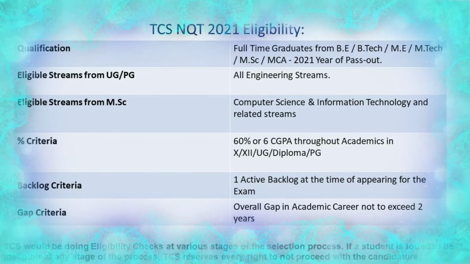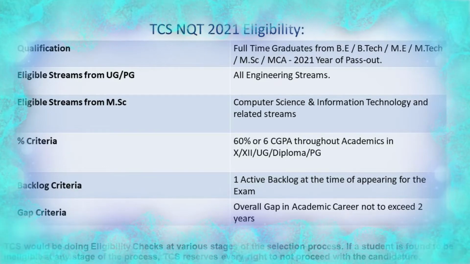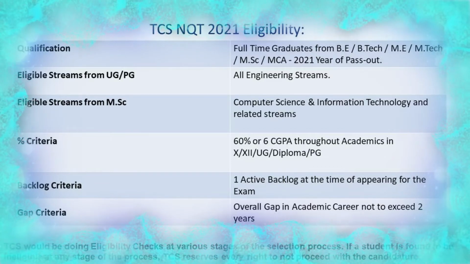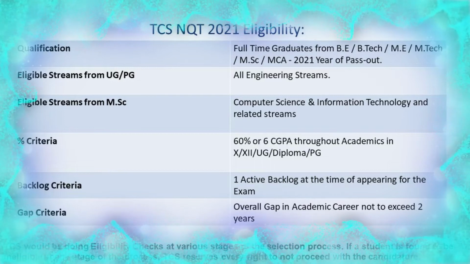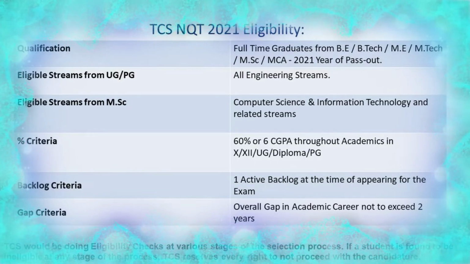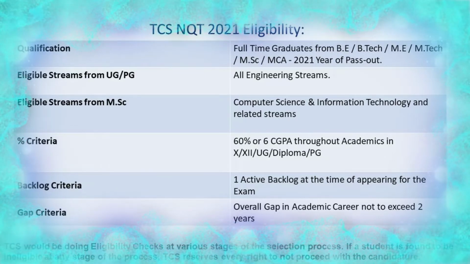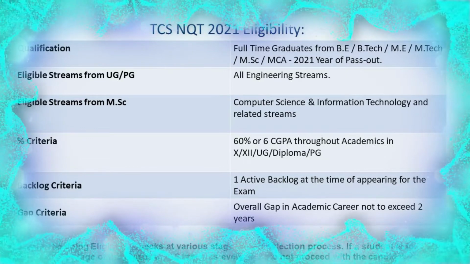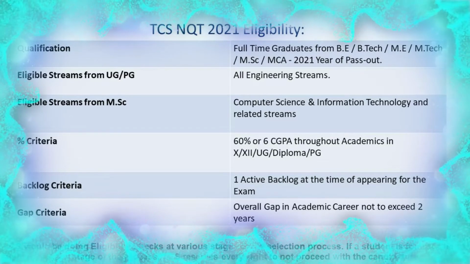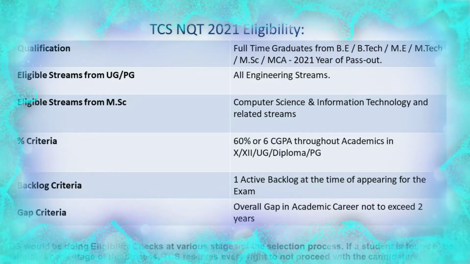The percentage is 60% or 6 CGPA throughout the academics from 10th till the PG. One active backlog is allowed at the time of appearing for the exam. The overall gap in the academic career should not exceed 2 years. TCS would be doing eligibility checks at various stages of the selection process. If a student is found to be ineligible at any stage of the process, TCS reserves every right to not proceed with the candidature.